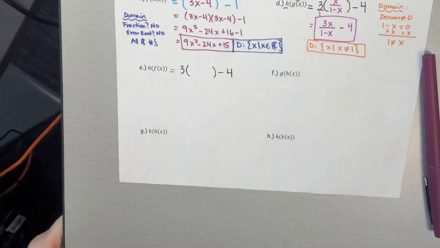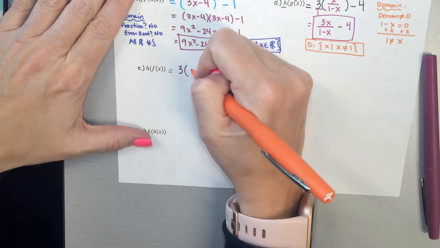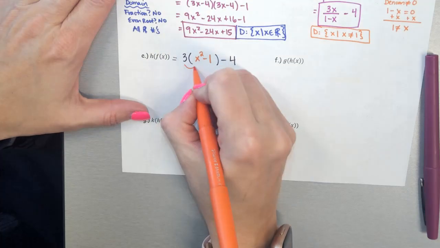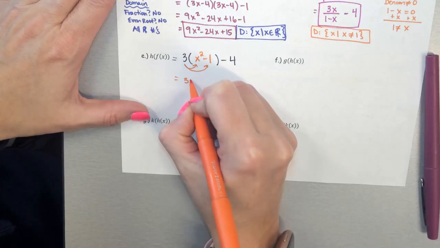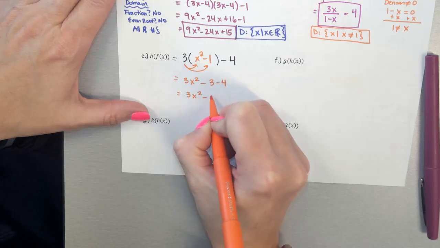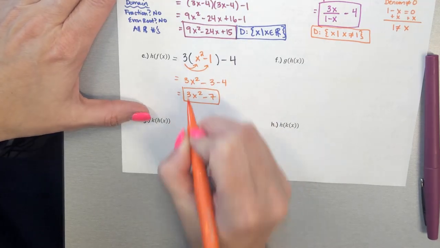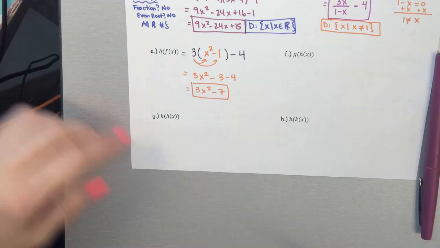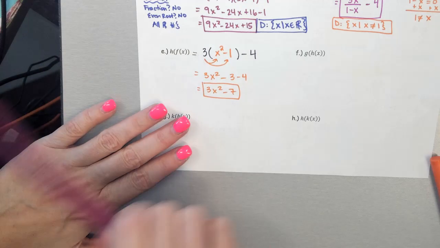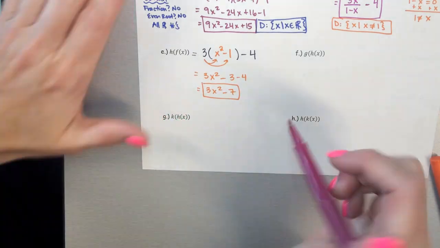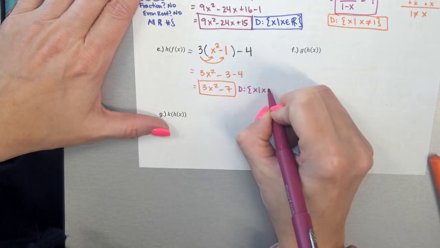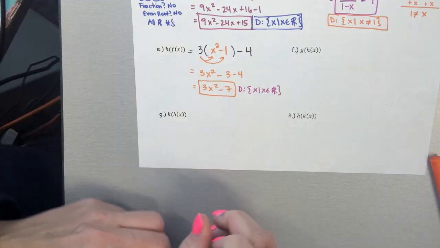f of x is just x squared minus 1. So we're going to distribute. We have 3x squared minus 3 minus 4, so 3x squared minus 7. Then again, you're asking yourself, is there a fraction? Is there an even root? If there's no fraction and no even root, your domain is just all real numbers. So it's x such that x is an element of the real number set.